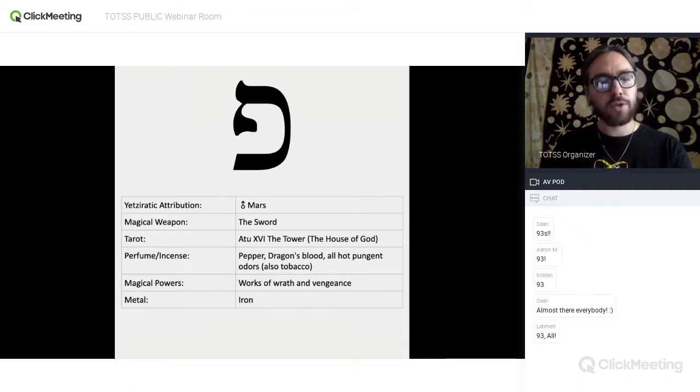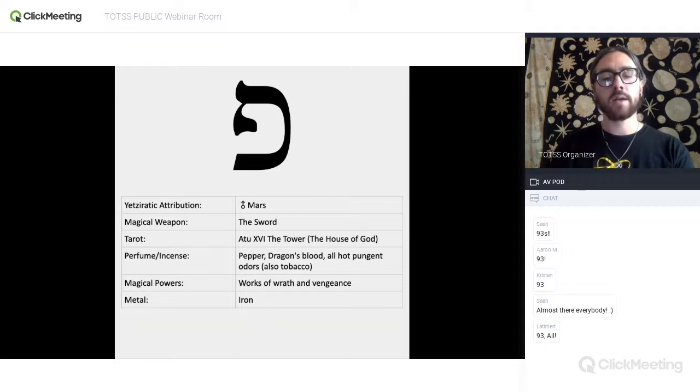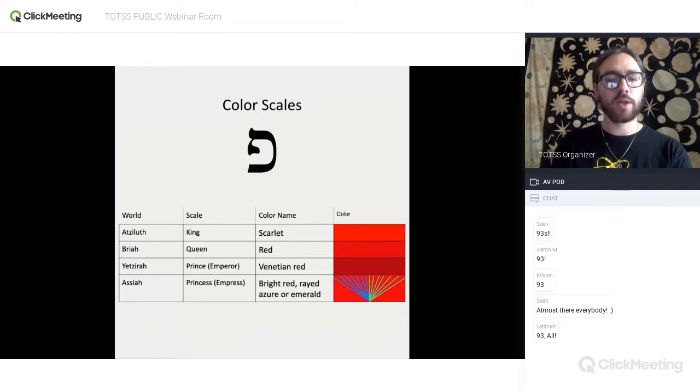All right. So for magical powers, Crowley gives works of wrath and vengeance. Pretty obvious in the attribution to Mars. Now for metal, we have iron. Iron, of course, is connected to the sword. Swords were made of iron or iron alloys like steel. So we have some of that martial quality right in the metal itself. And also rust, iron oxide, has a red color as well, which will be relevant when we look at the color scales, which is right now. So the red of iron oxide definitely is relevant here.